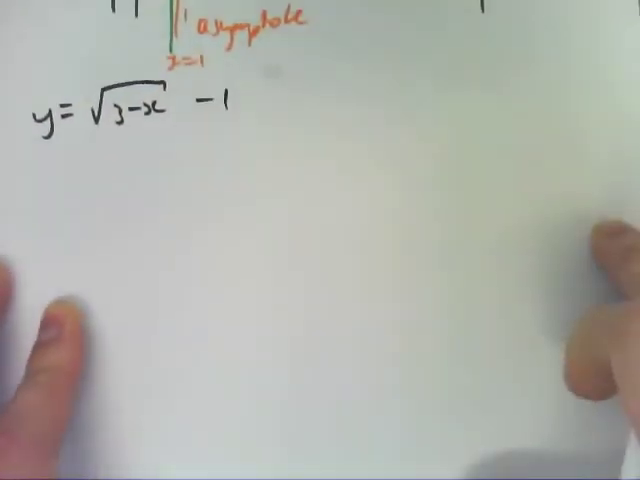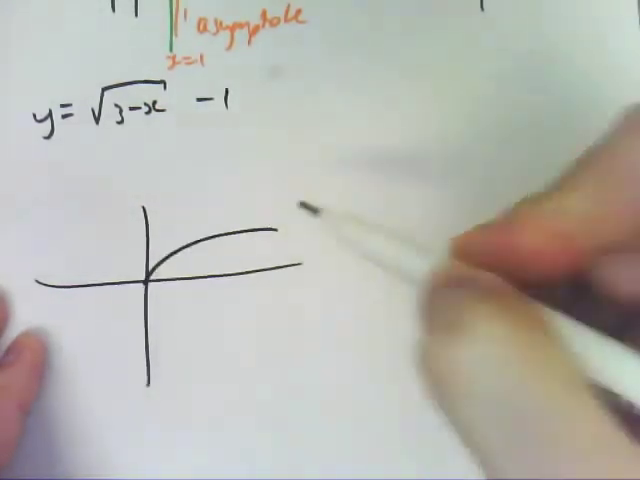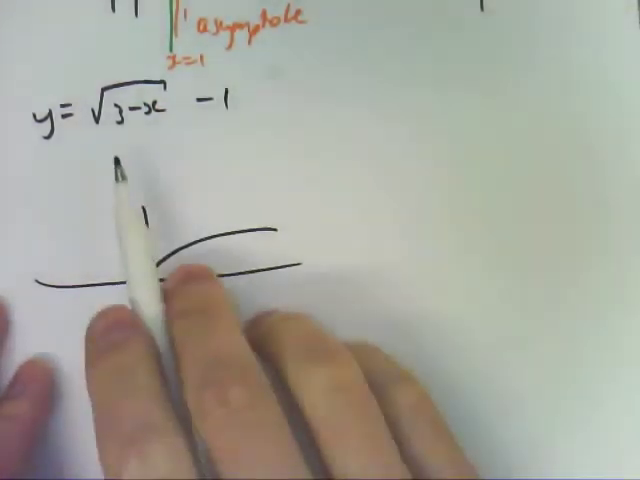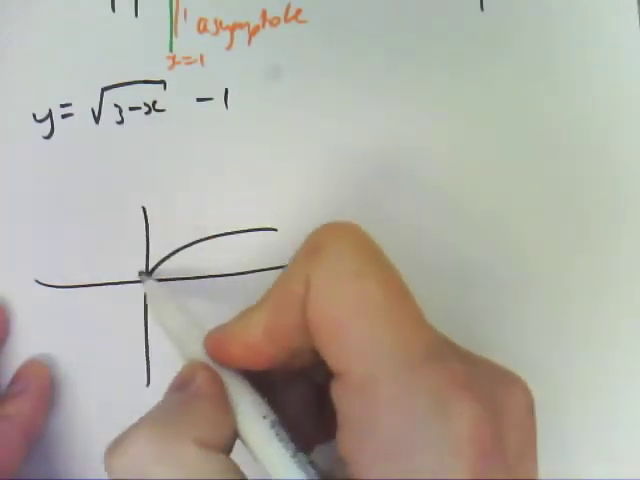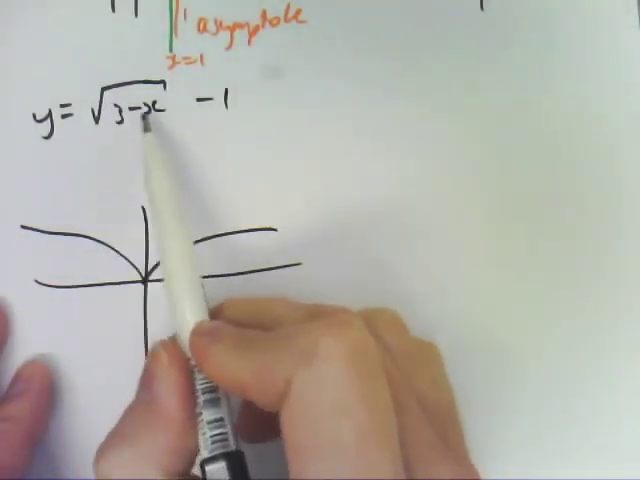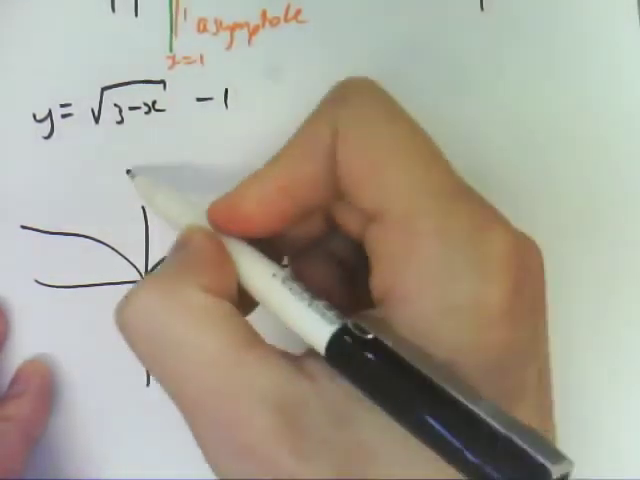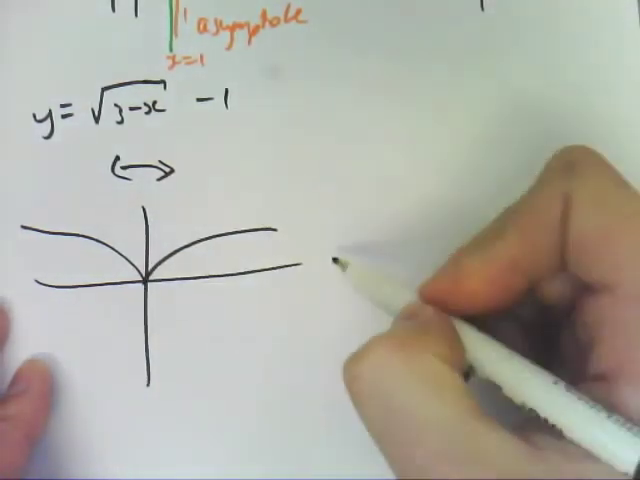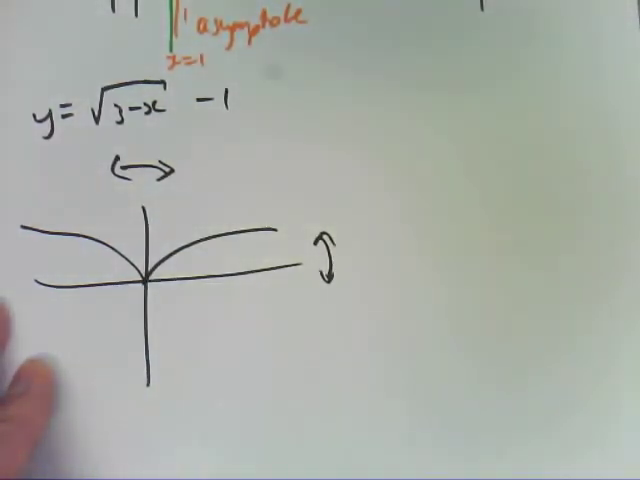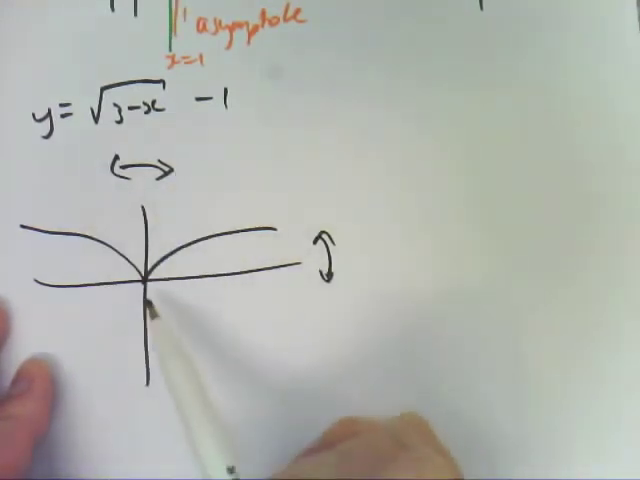Then this one here, my standard square root graph, looks like this. However, it's a negative one, so it actually should look like this. A negative x inside the root flips it this way, and the whole thing negative flips it the other way. We talked about that in the last video. So negative x within the root flips it this way.